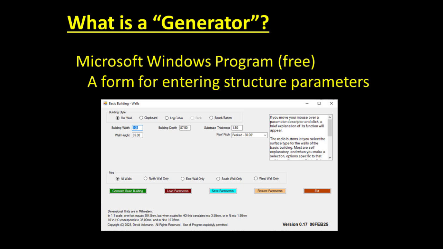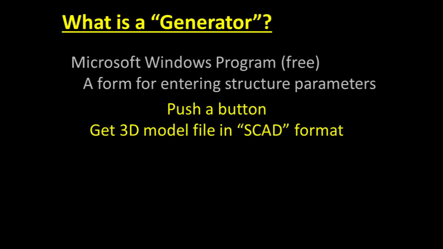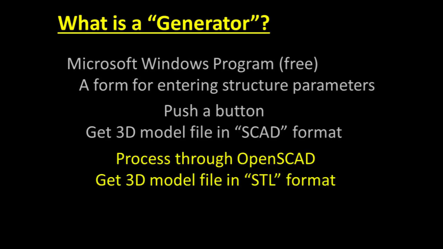A generator is a program which runs under Microsoft Windows. It's a form into which you enter the design parameters of a structure you would like to build. In this case, a simple four-walled structure with a roofline, a basic building. When you push the green button, an SCAD file containing detailed instructions for the creation of your 3D model pops out. When this SCAD file is post-processed by a simple program called OpenSCAD, a 3D model is created.